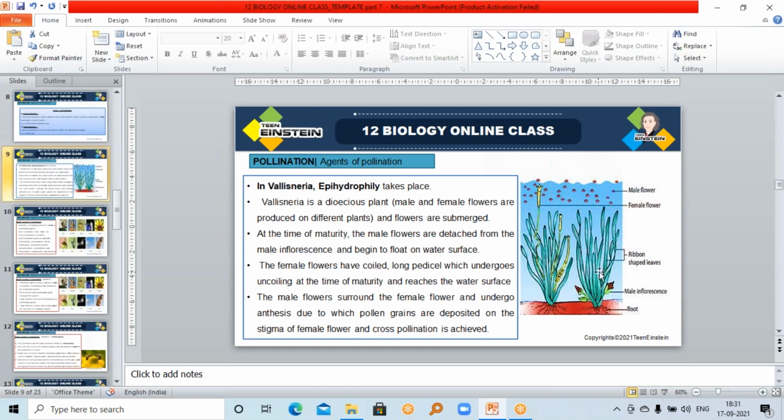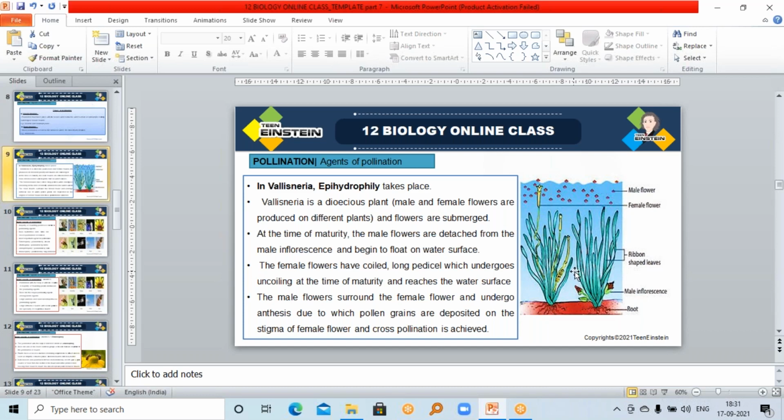you can see here the female flowers, this yellow color, female flowers also. And the female flowers are not like the normal flowers. You can see in the diagram itself, they have a long coiled pedicel. Right? Long coiled pedicel you can see. At the tip of this pedicel, you can see the flower. See here, at the tip of the pedicel, the flower is present. There is a long coiled pedicel in the case of the female flower.